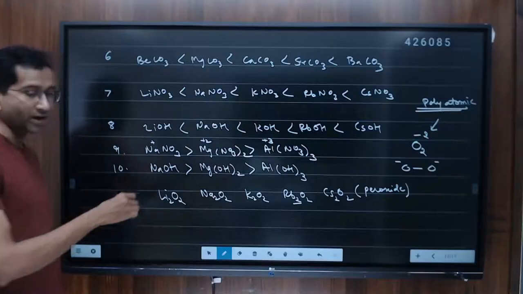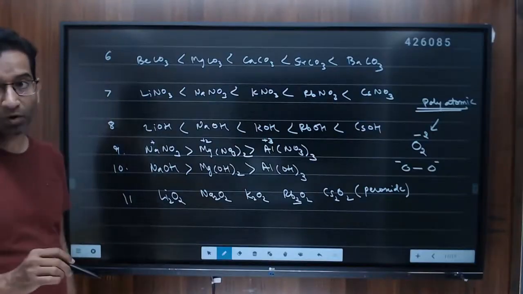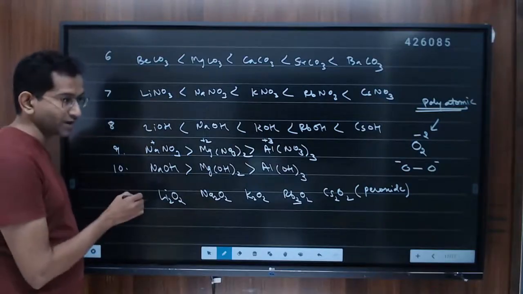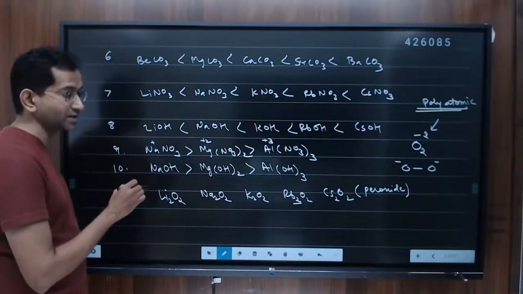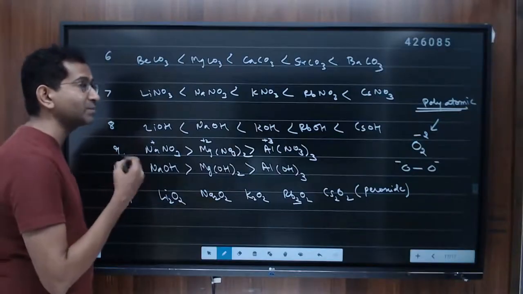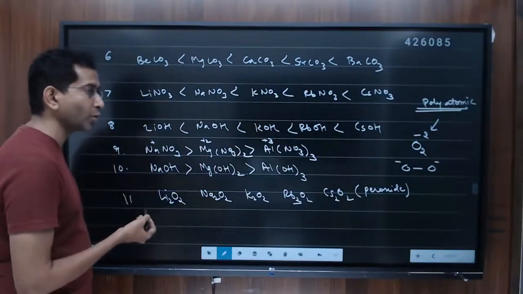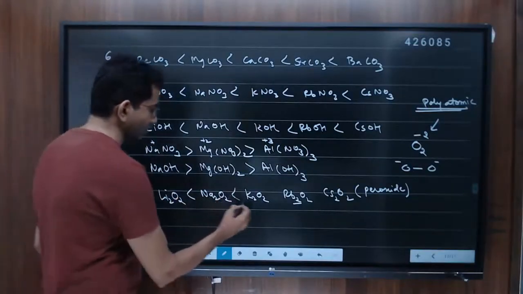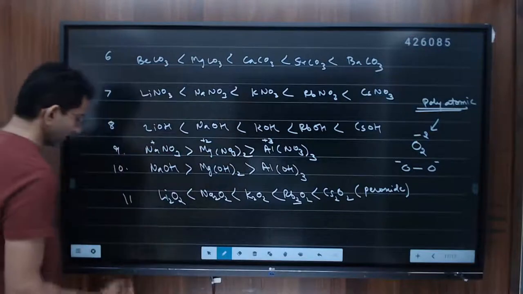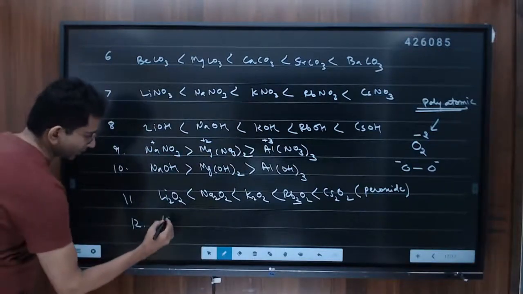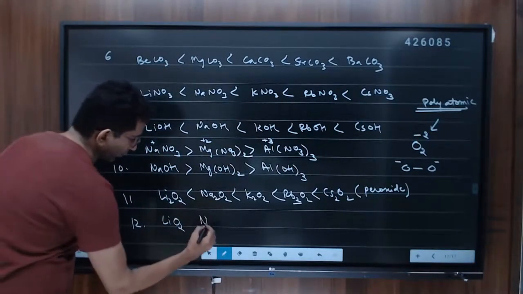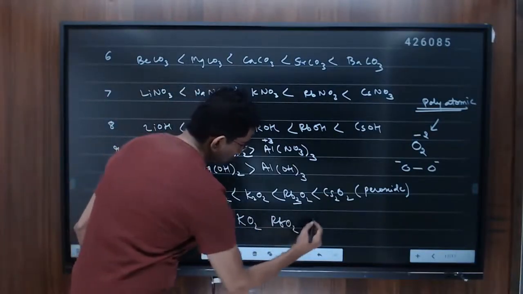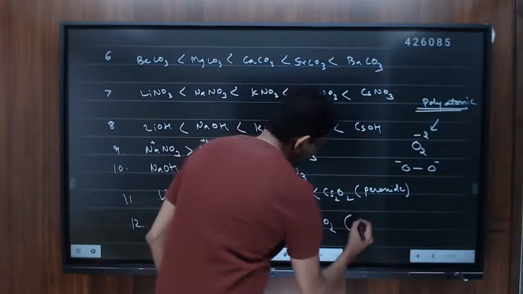So as it is polyatomic, what will you see? You will see the polarization. In this case, Li plus is smallest in size. As Li plus is smallest in size, it will provide maximum polarization, maximum covalent nature, minimum stability. So the order is going to be like this. Now similar, not same: LiO2, NaO2, KO2, RbO2, CsO2. This is called superoxide.